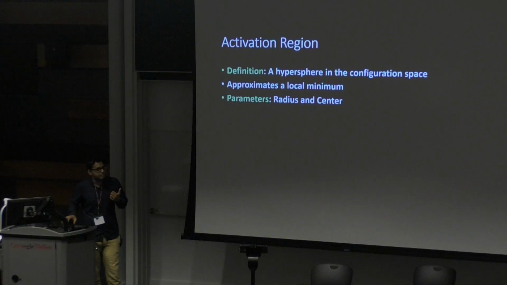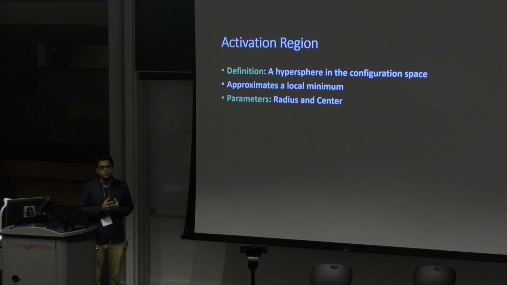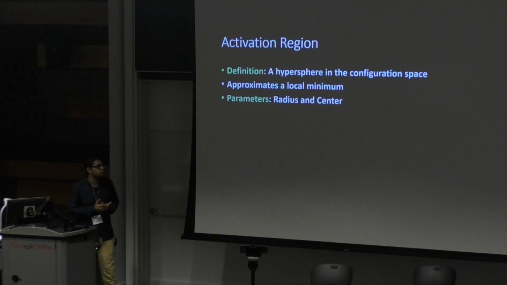We model this information in terms of an activation region. It essentially is a hypersphere which approximates the local minimum. So the exit state that we talked about corresponds to the center of this hypersphere, and the radius is some approximation of the size of the local minimum.